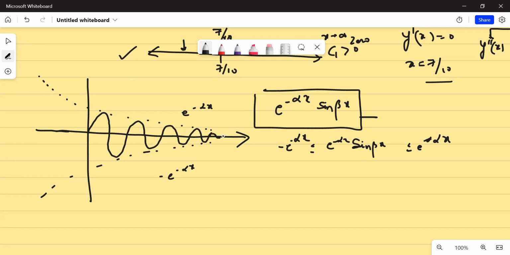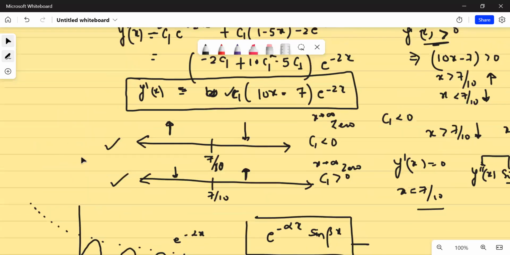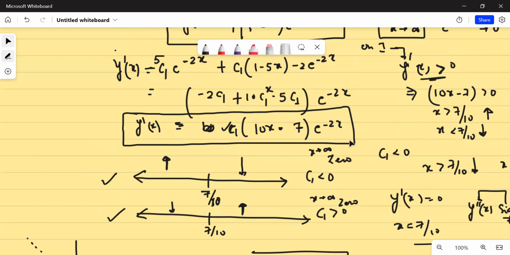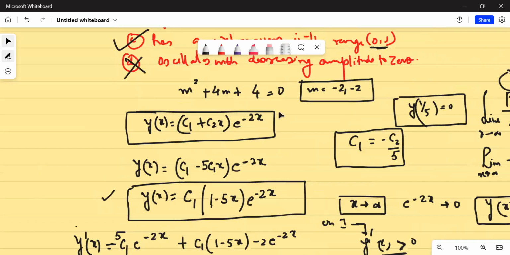Is that clear? Is that the kind of function that we have? No. Here you can see that no doubt e to the power minus 2x is enveloped by a function, but it is not an oscillating function. It is rather a polynomial, like a linear function, which tends to infinity as x tends to infinity. So the last option is rejected.